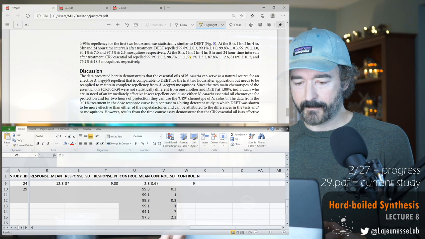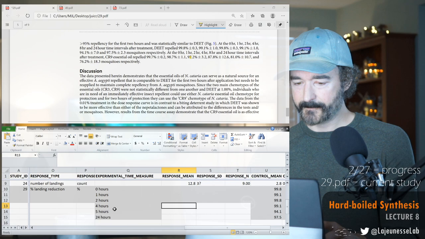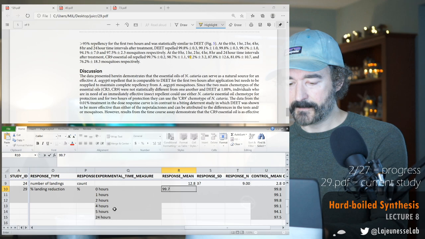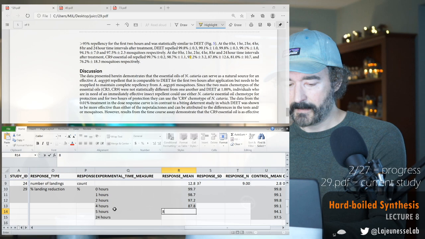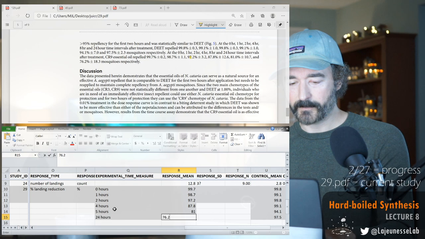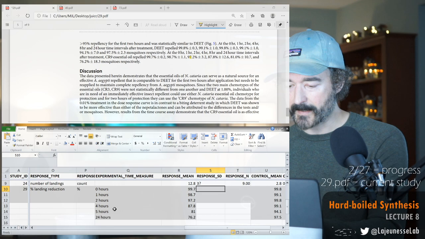And then finally, let's do the same thing with the catnip, which is 99.7, 98.7, 97.2, 87.8, 81, 76.2. So it looks like there's a clear drop in efficacy after a long period of time in the catnip.